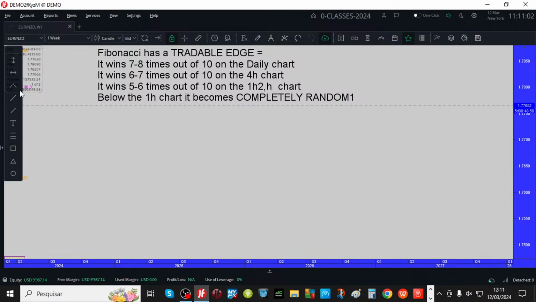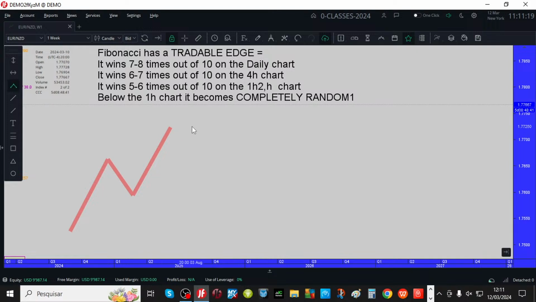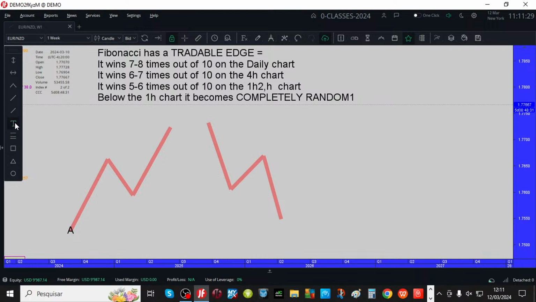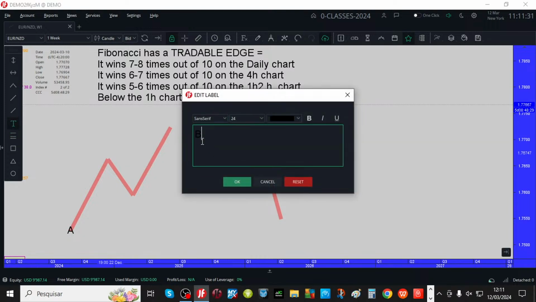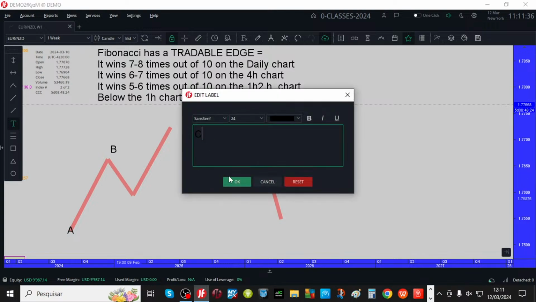Alright? Now, we have an up Fibonacci swing. We've learned this, everybody. We have the up Fibonacci swing, and we have the down Fibonacci swing, right? And this swing is built with the letters A, B, C, and D.